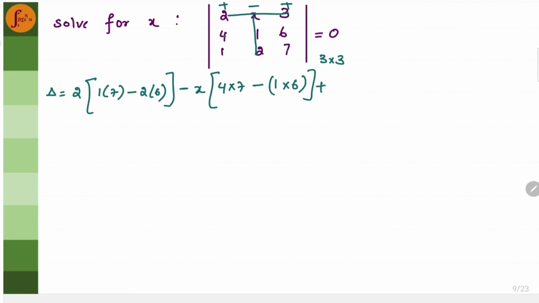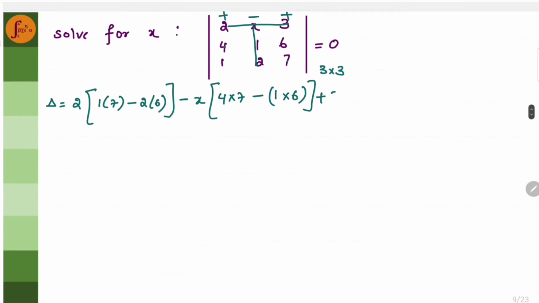Now let's go to the third element. The third element would be plus because we have plus here. Plus 3 into, ignore this column and this row. So what are the elements we have? We have 4, 1, 1, 2. Now cross multiply: 4 into 2 minus 1 into 1. And they've told us the determinant value is 0, so basically this is equal to 0.